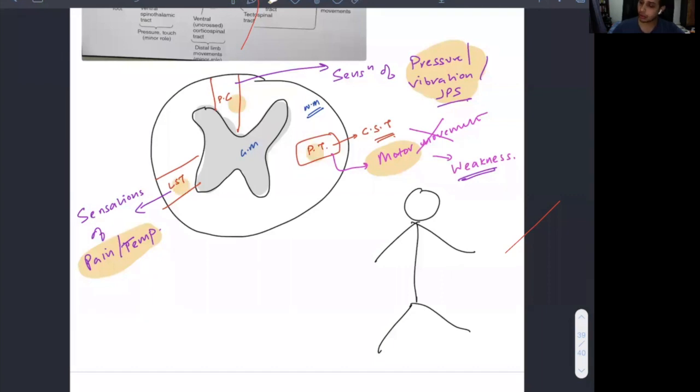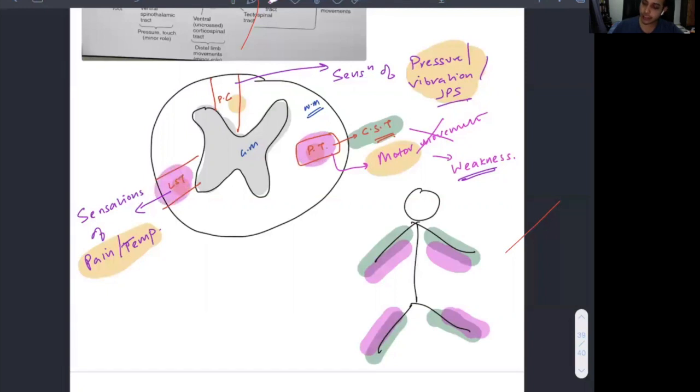are involved. So if a patient comes to you with only motor weakness, and his sensations are absolutely fine, there is no sensory problem, then the problem lies only in the corticospinal tract. If a patient comes to you with weakness and sensory loss, then you have to figure out which sensory loss. Is it pain and temperature, or is it pressure and joint position? Suppose it is pain and temperature, then that would mean that only your pyramidal tract and your lateral spinothalamic tract are involved, which means that the lesion is in this part, which means that the posterior part of your spinal cord is spared.